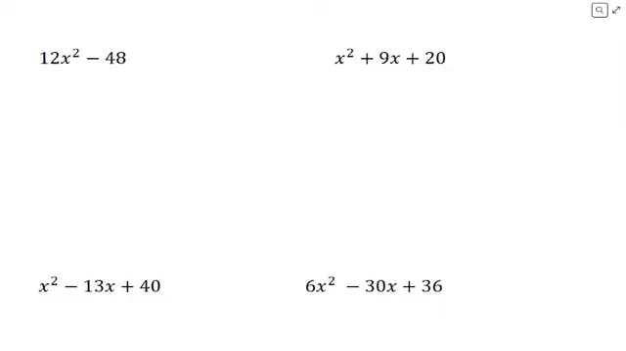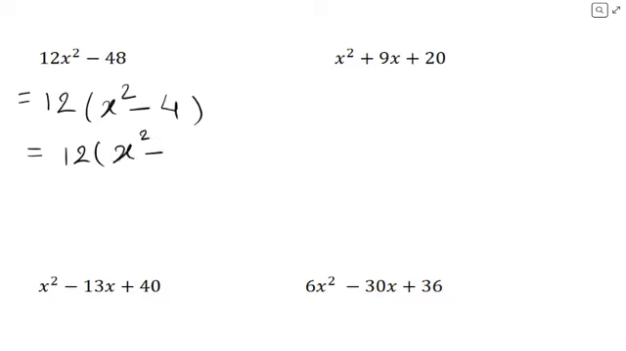The next expression is 12x square minus 48. Here 12 is a common factor, because 12 and 48 have the common factor 12. 48 divided by 12 is 4, so the remainder here is x square minus 4. Now we can change this into the form of a square minus b square, again x square minus 2 square, which is 4. Again, same, 12 stays, and then a plus b, and a minus b.